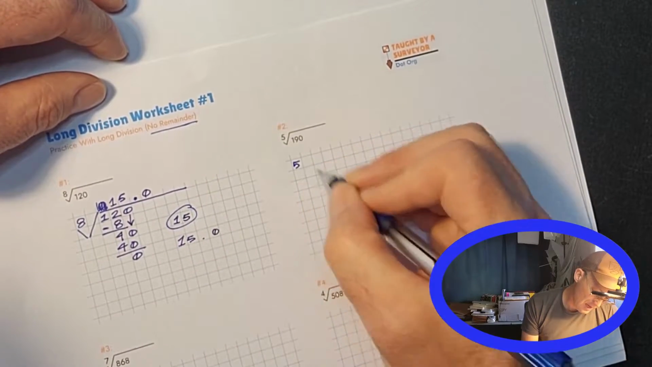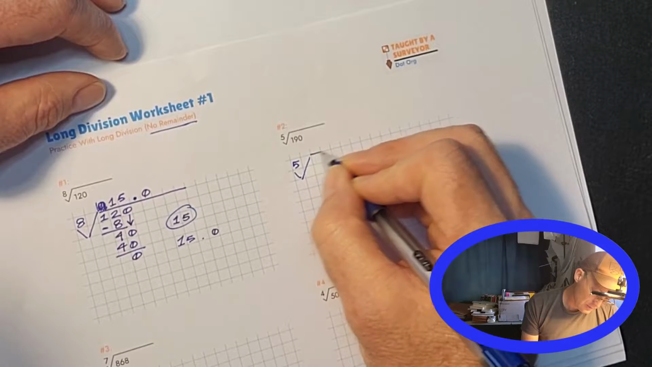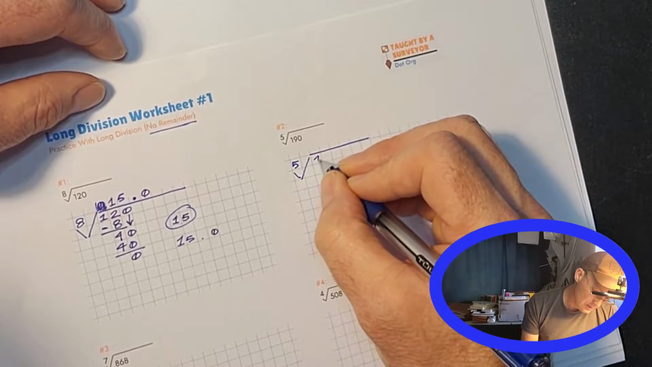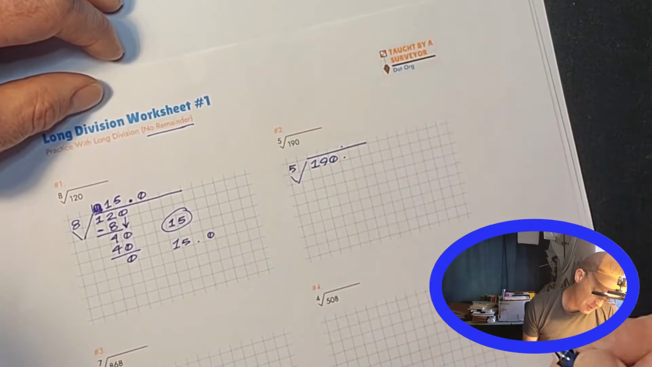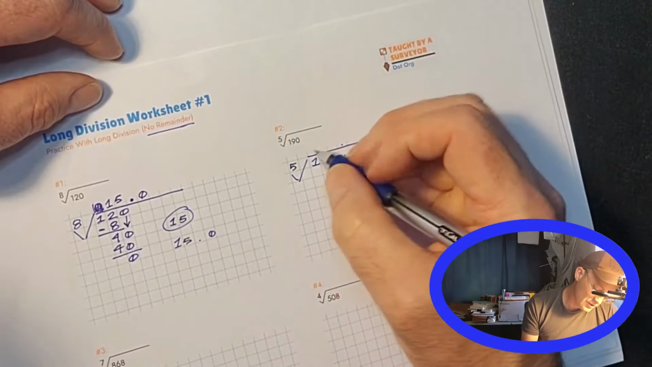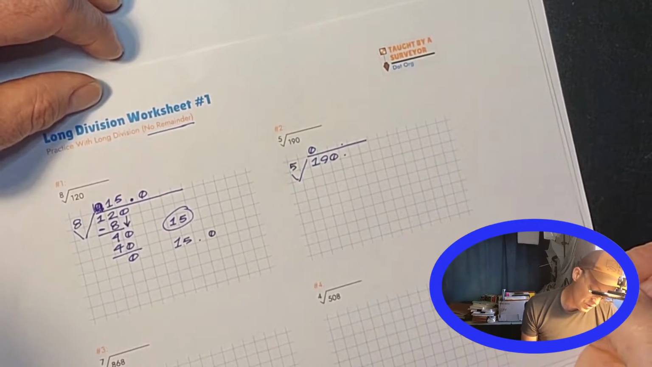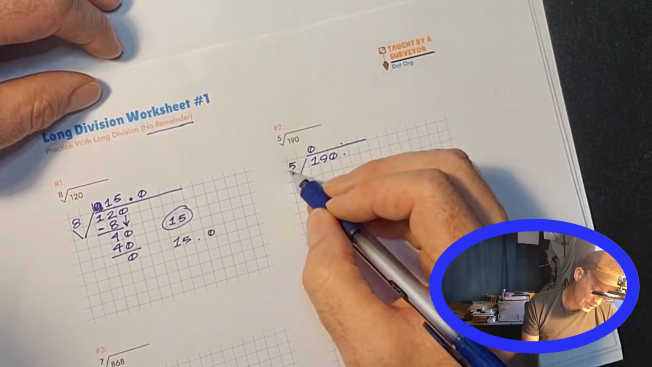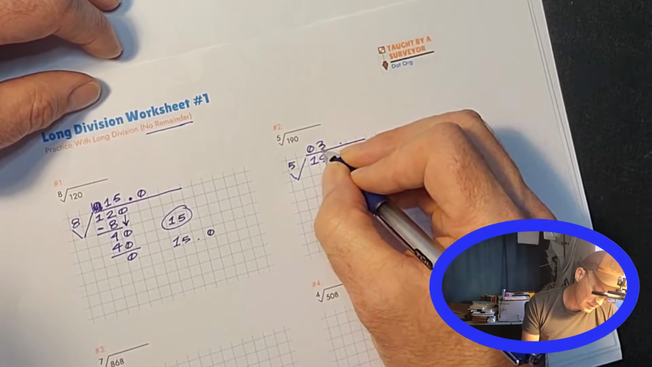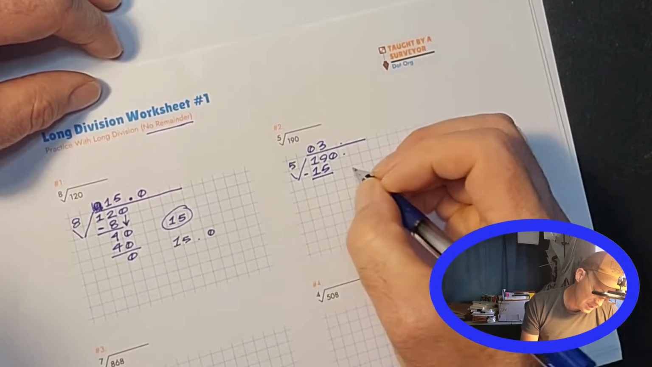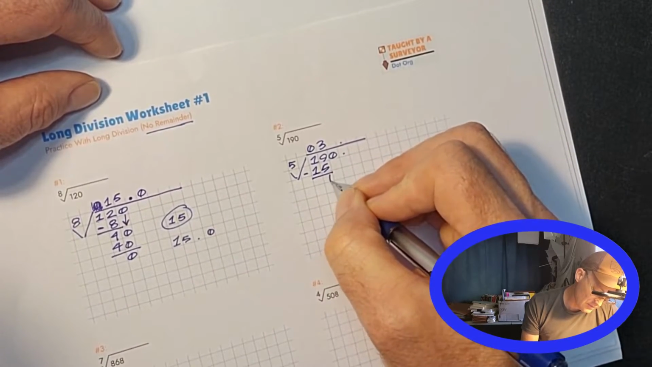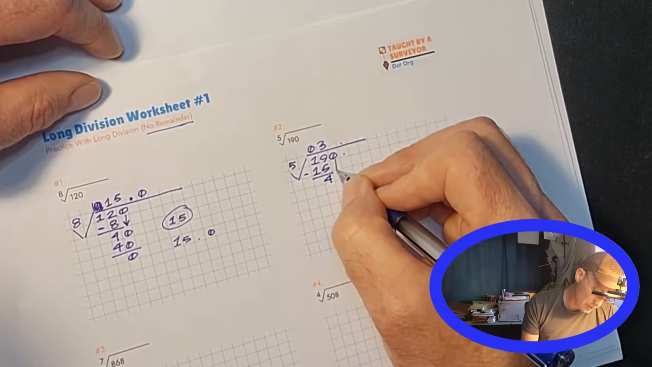So we got 5 goes into 190. Okay, I'm going to just go ahead and put my decimal in. 5 goes into 1, so no times, 0, so I'll just put the placeholder 0 there. 5 goes into 19, 3 times. 3 times 5 is 15. I'm going to put a little minus sign there. 19 minus 15 is 4. Bring down the 0.